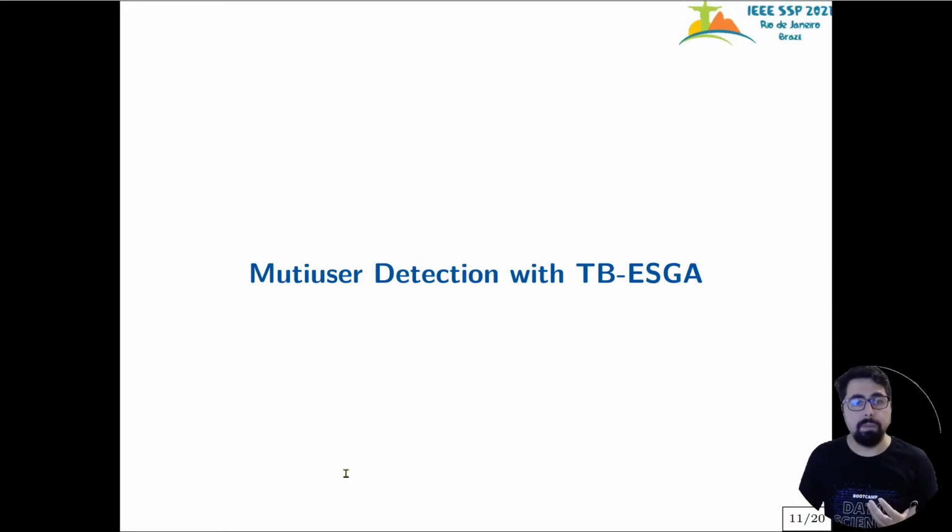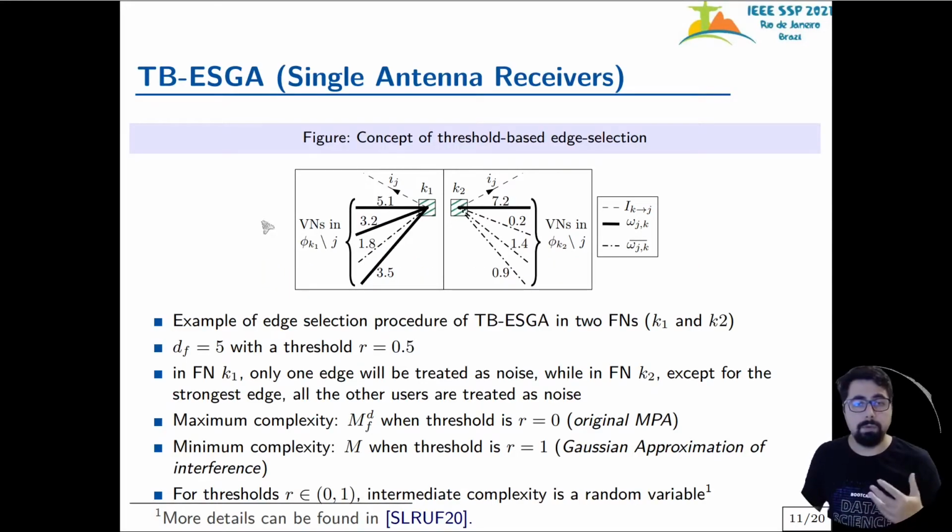I will start with the extension of our previous work on edge selection MPA. Initially, we considered single antenna receivers. The function nodes observe collision of users that have spread in the specific resources. The core idea here is that when trying to estimate the probability mass function of the code words of user J, the function node can simplify the exhaustive interference cancellation tests intrinsic in the MPA.